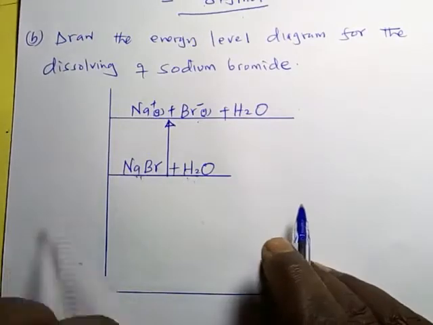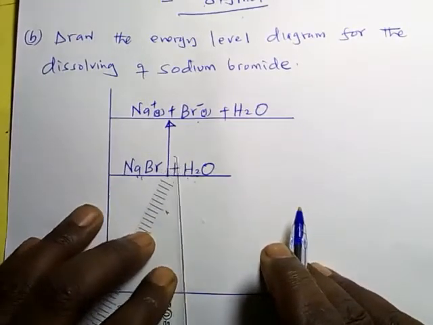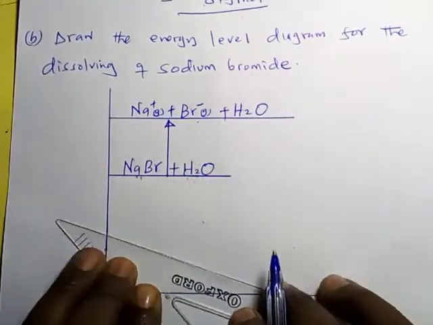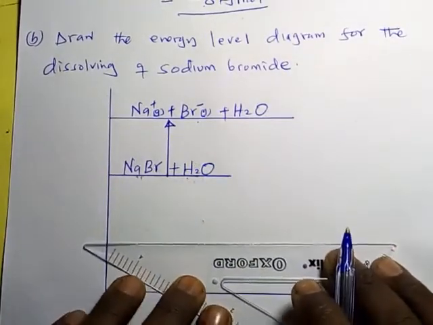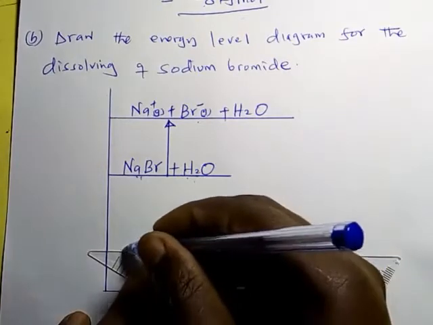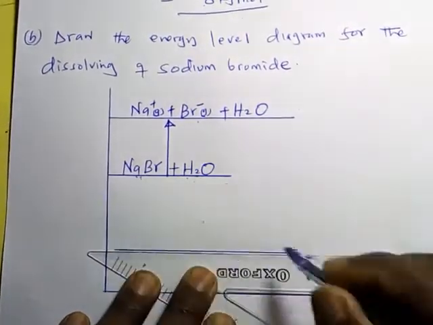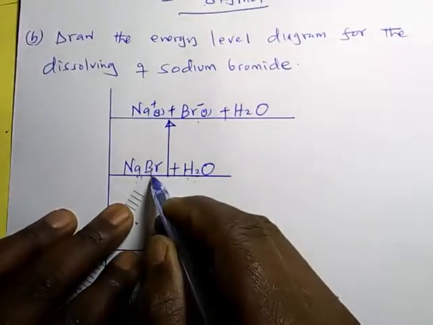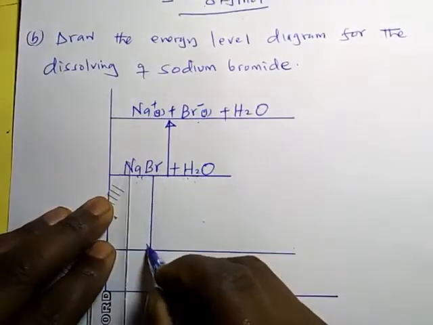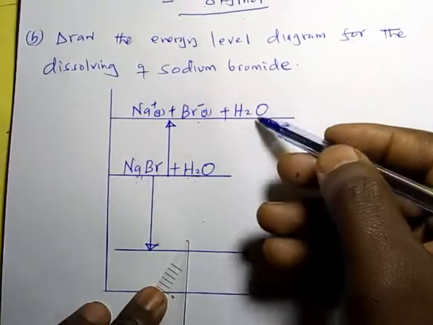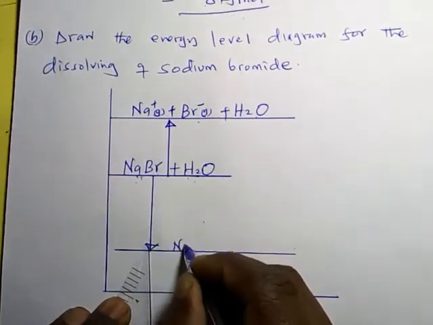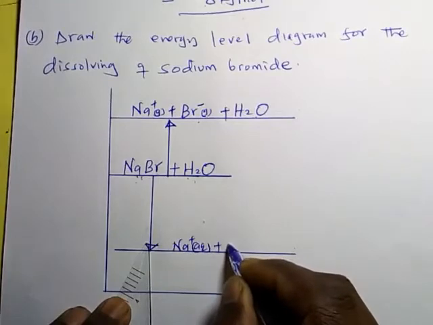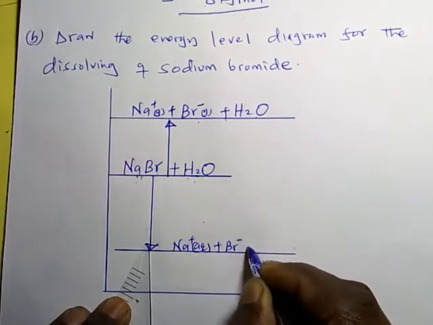Therefore, heat of solution must come down. Therefore, even if before we bring it down, we can draw this one. You can draw this one. So sodium bromide plus water, we form a solution. This one, so we are going to form sodium ions aqueous. That is the final product, plus bromide ions aqueous.